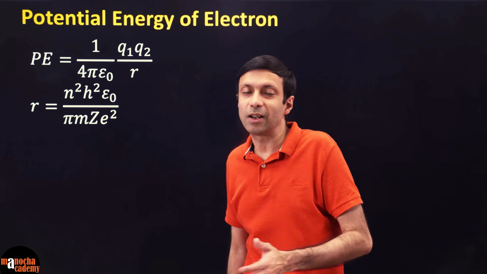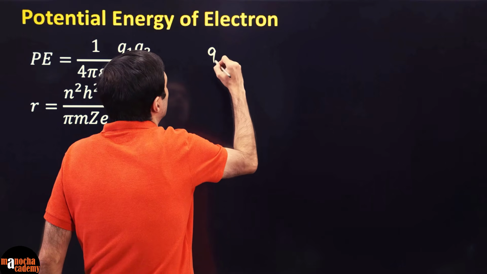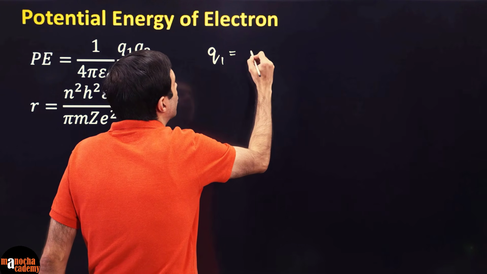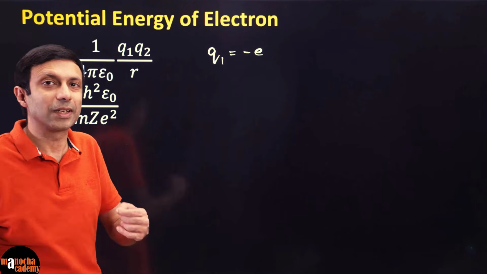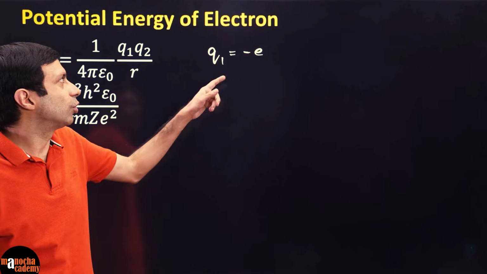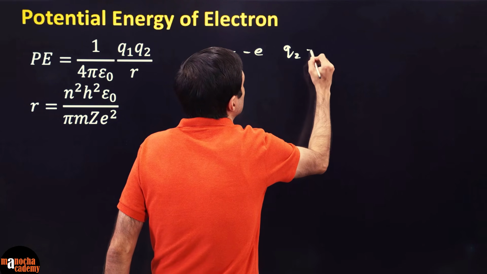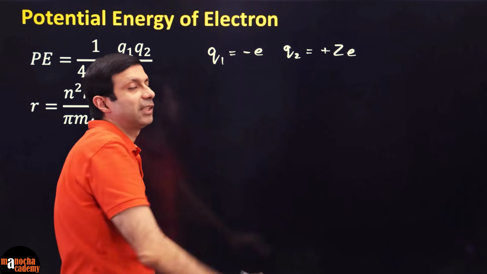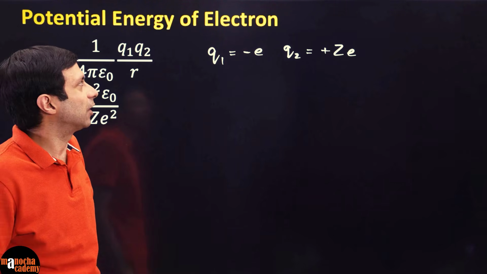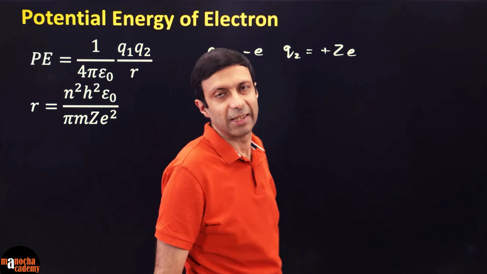So here, what are our Q1 and Q2? Q1 is basically the charge of the electron. And this time we are going to take it with the correct sign because we want to see the sign of the potential energy. So Q1 is minus e and Q2, the charge of the nucleus, is plus Ze. Remember, Z is the atomic number times the charge of the electron. So we have to substitute Q1 and Q2 into this expression like this.